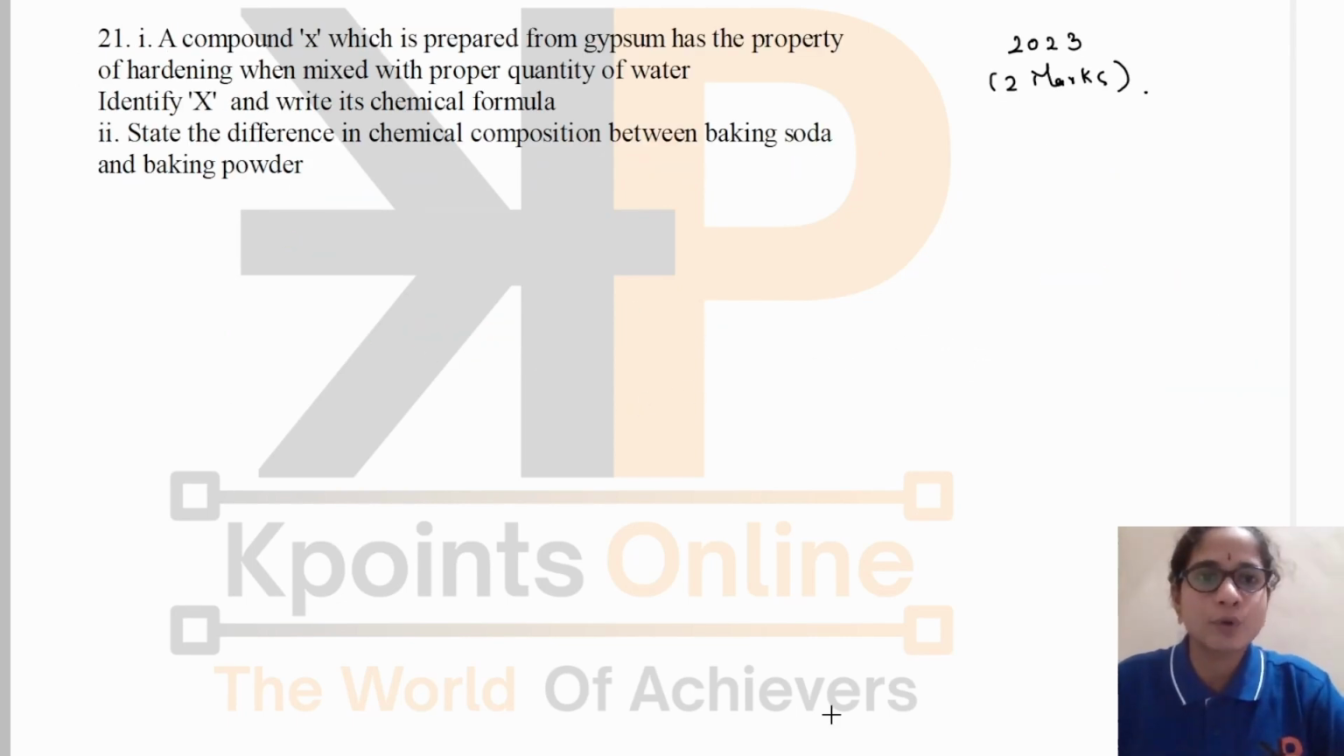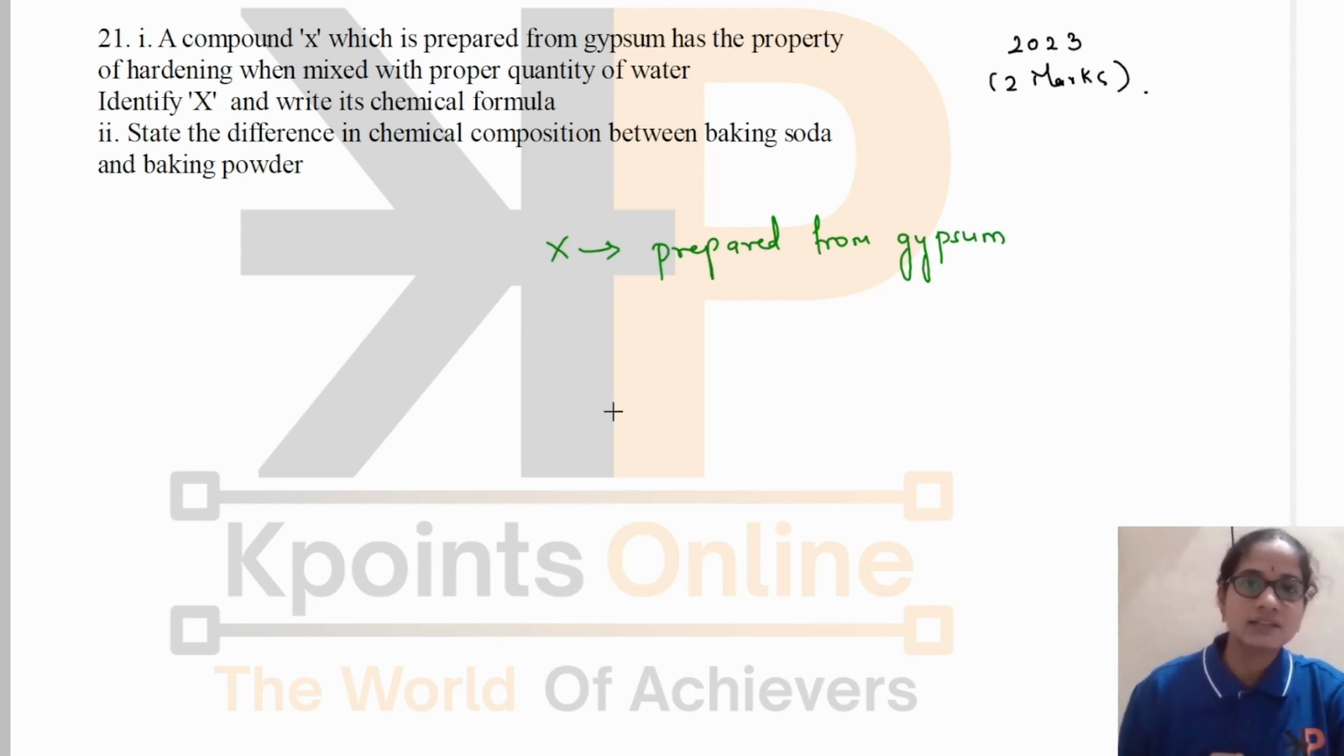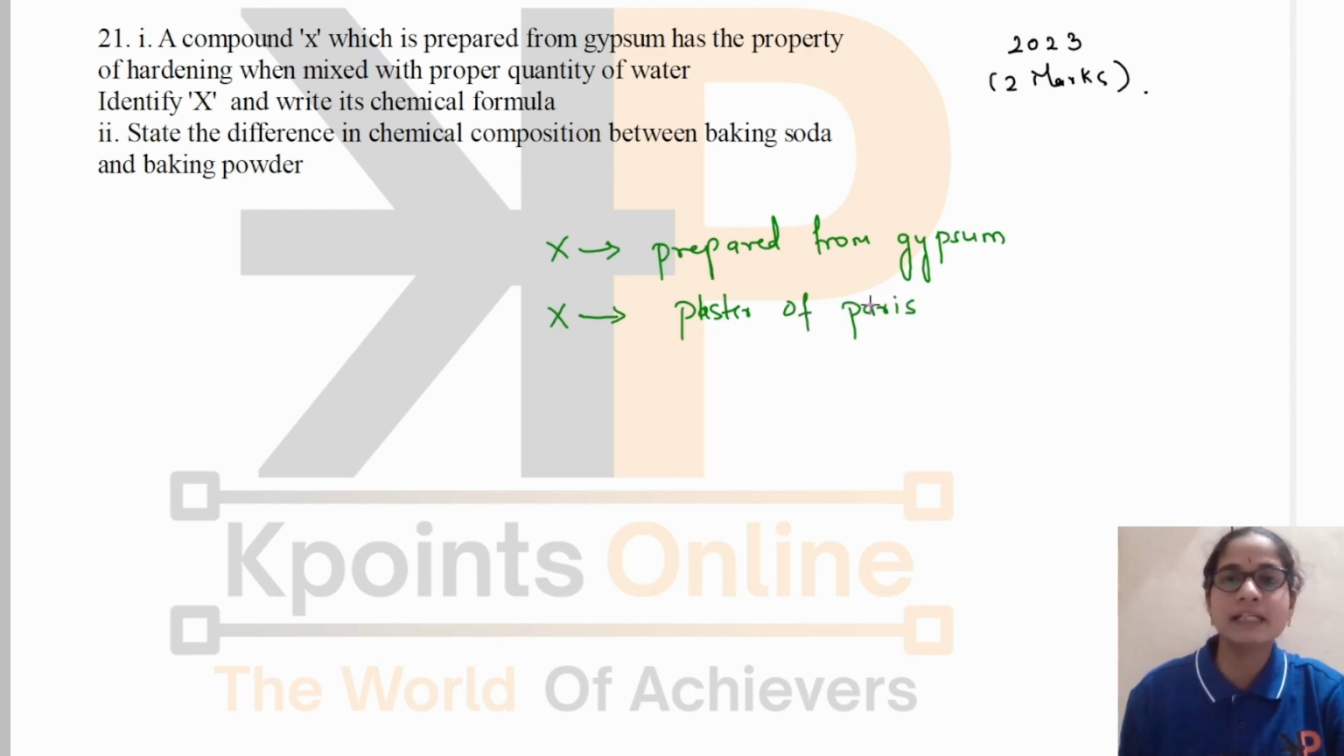So the question is, a compound X which is prepared from gypsum has the property of hardening when mixed with proper quantity of water. Identify X and write its chemical formula. They have given that X is prepared from gypsum, and also that it has the property of hardening when mixed with proper quantity of water. Then it is sure that it is plaster of Paris. X will be plaster of Paris because it is prepared by heating the gypsum at 373 Kelvin. And we have to write the chemical formula. What is the chemical formula of plaster of Paris? It is CaSO4 half H2O.